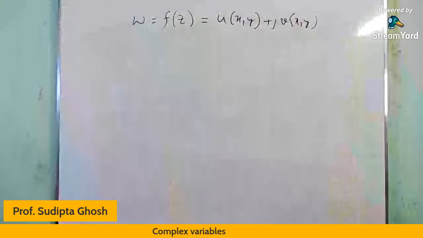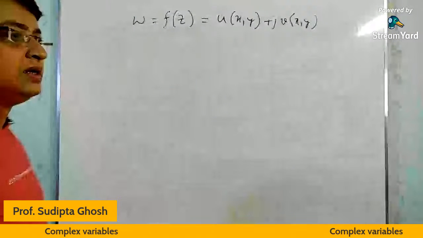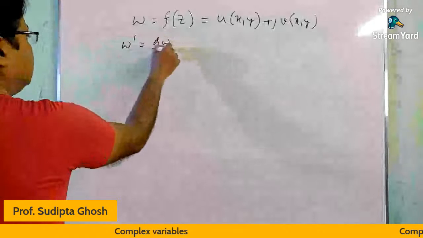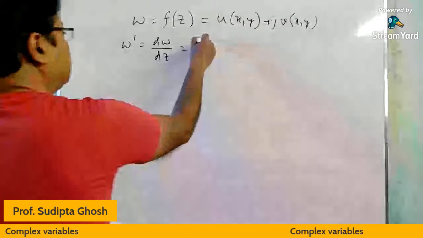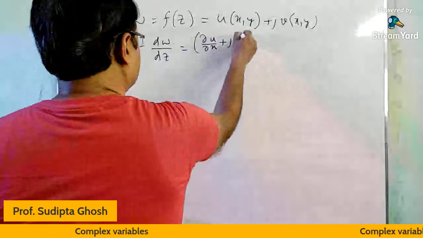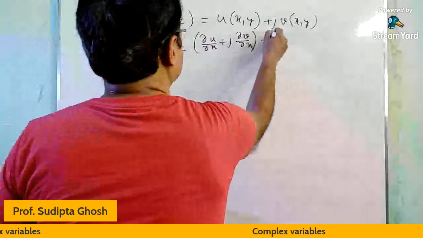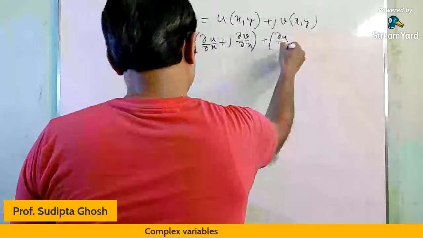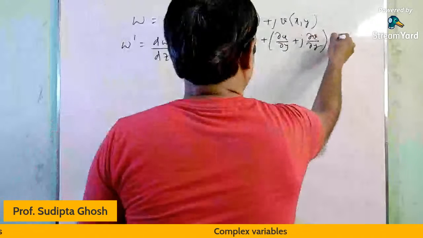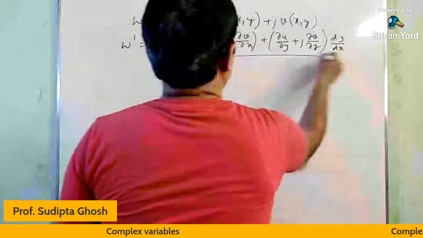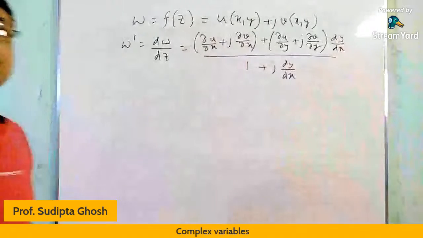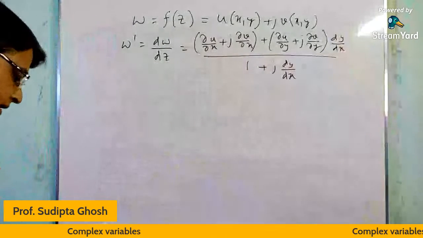Now, from equation 1, which we have just derived, we can write w prime, that is dw dz, as del u del x plus j del v del x plus del u del y plus j del v del y into dy dx, whole divided by 1 plus j dy dx. So here I have used equation 1 again.